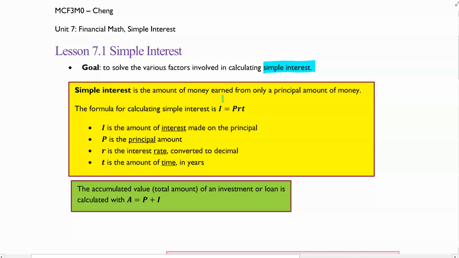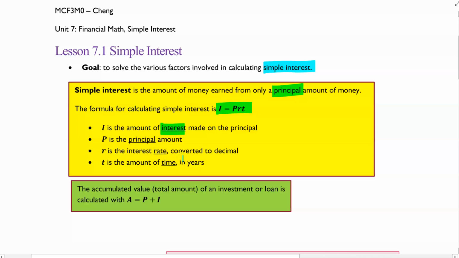Simple interest is the amount of money earned from only a principal amount of money, from what you start with. Okay, principal means what you started with, the original amount. And the formula for calculating simple interest is I is equal to PRT. Some people call that I Prt. And what does everything mean? Well, the capital letter I represents the total amount of interest made on the principal. P is the principal amount, what you started with.